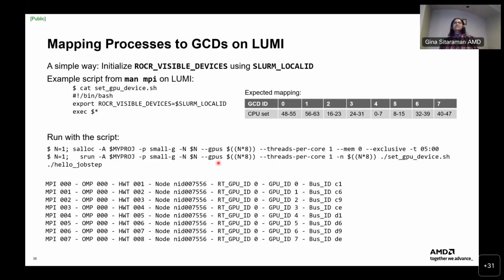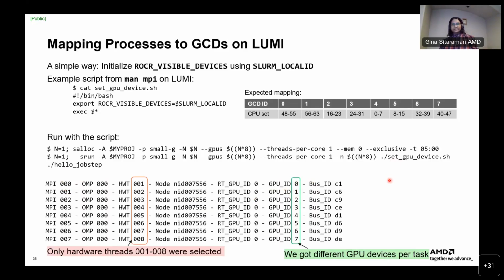So this gives us an output like this. We are running 8 ranks, and because of our wrapper script, the set_gpu_device.sh, each rank got a different GPU device. Rank 0 got GPU 0, rank 1 got GPU 1, and so on, right? This is what we expected.